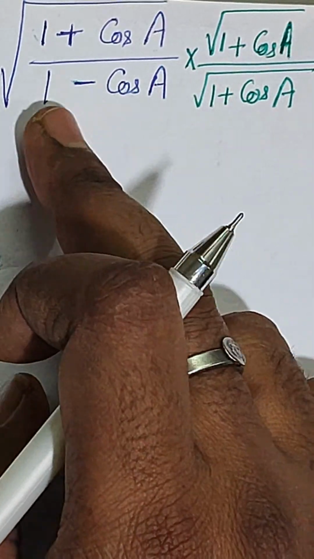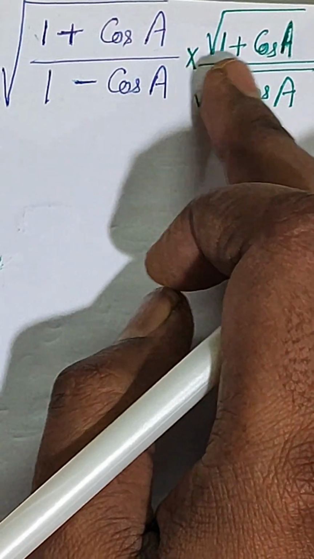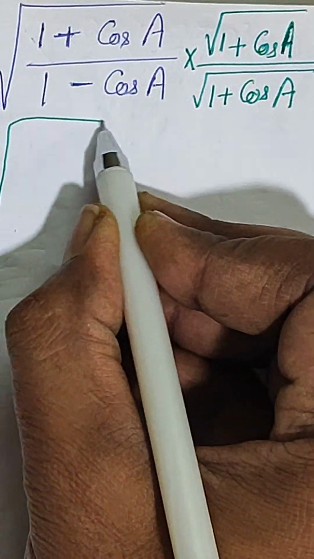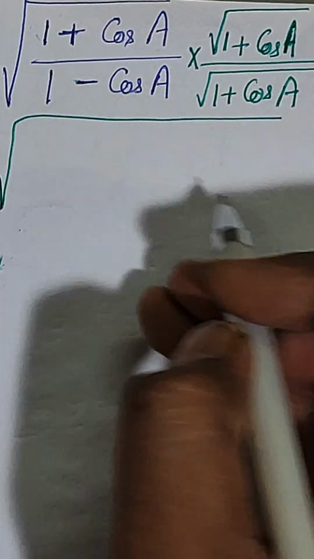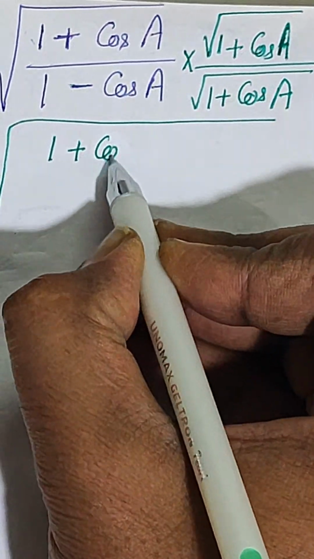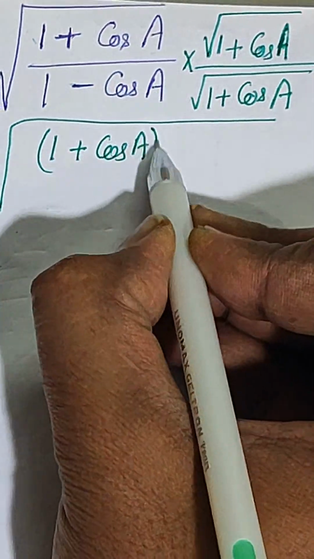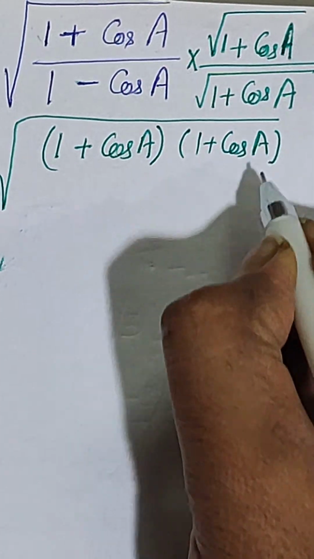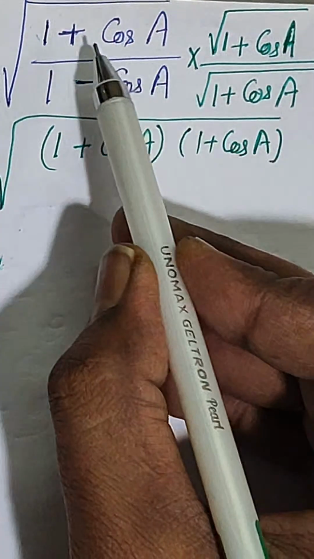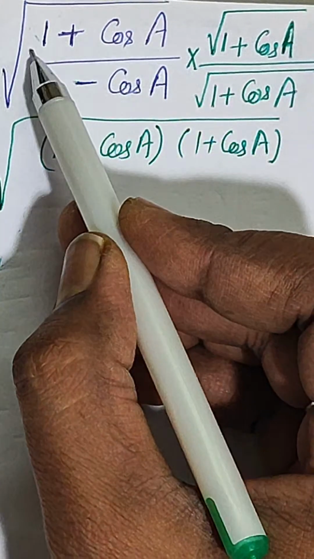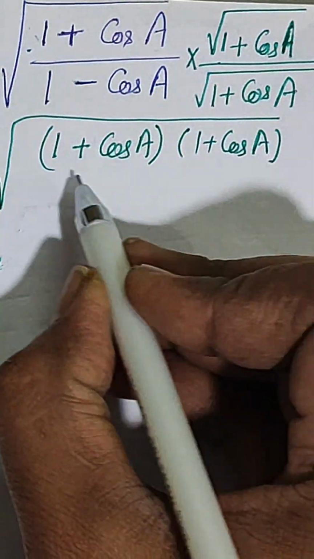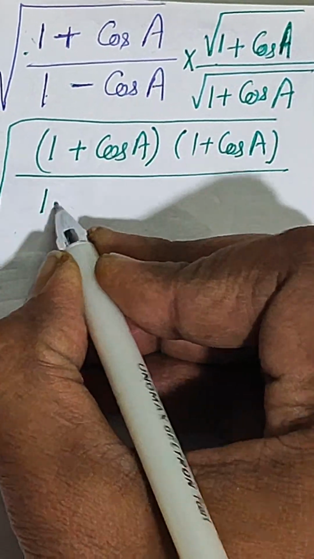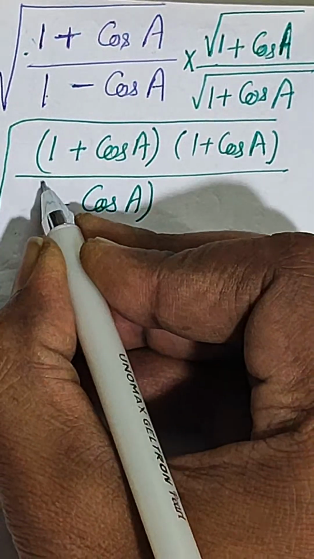We know that since all this is under root and all are multiplied, we can write it as a bigger root, and inside that root you can write 1 plus cos a, this one, and the second one in the numerator, that is 1 plus cos a. Can it be written like this or not? Tell me. Since both of these are multiplied, root over the first term and root over the second term also, we can do it, right? Similarly, 1 minus cos a and 1 plus cos a will be coming in the denominator. So let me write it.